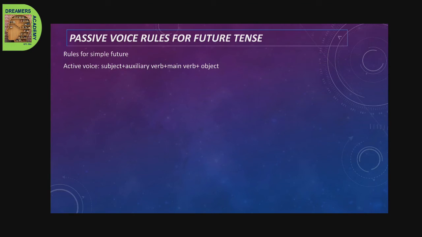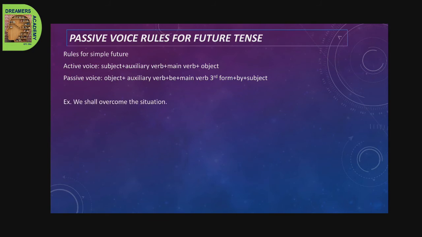Passive voice rules for future tense. For the simple future, the active voice rule is subject plus auxiliary verb plus main verb plus object. And the passive voice is object plus auxiliary verb plus be plus main verb third form plus by plus subject. Here we use be because the auxiliary verb is in the active voice. That's why we use the be.